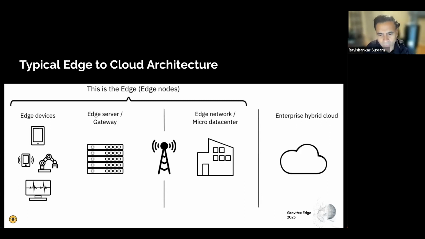Then the data is sent over cellular or other methods to an edge network, which is typically in the data center. From there, it can go to the enterprise. It could be a complete cloud or it could be a hybrid solution where some of the processing can happen.